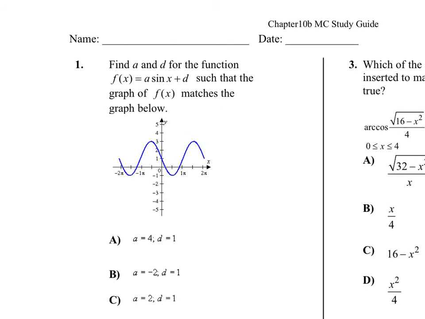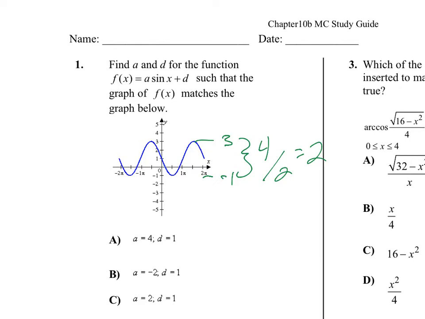All right, find A and D for the function. Okay, it's a sine function. So remember, A is your amplitude. So you take your top value, which is 3, and your bottom value, which is -2. A is half that distance. Okay, so I wrote down -2, it's -1. So this distance is 4. I divide that in 2, A is 2.